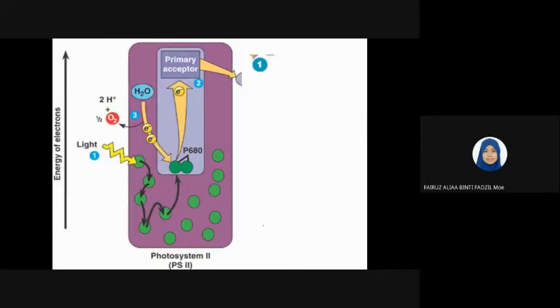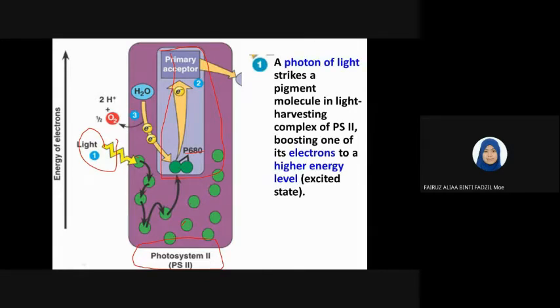Okay, we start from the first step. You see here, this is photosystem 2. There are lots of photosynthetic pigments in the light harvesting complex, and at the center, the reaction center complex, we have the chlorophyll a molecule called P680, the electrons, and the primary electron acceptor. What happened at the first step? A photon of light strikes a pigment molecule in the light harvesting complex of photosystem 2, or PS2, boosting one of its electrons to a higher energy level, called the excited state.